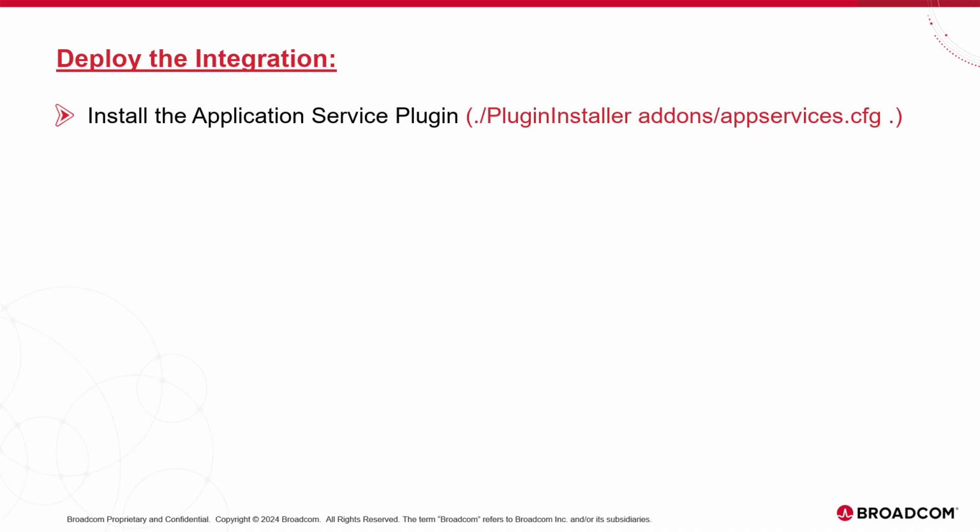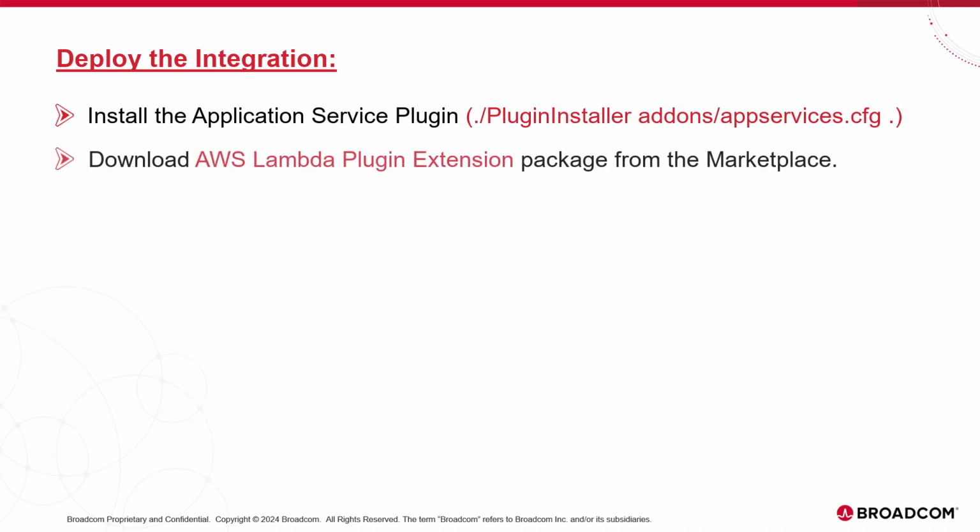Let's look at how to deploy the integration. First, ensure the Application Services plugin is installed as a prerequisite. The Application Services plugin and POJO extension have the CFG extension. In older agent versions, you might encounter a PAK file instead. Next, download the plugin extension package from the marketplace. This package contains all the necessary elements.